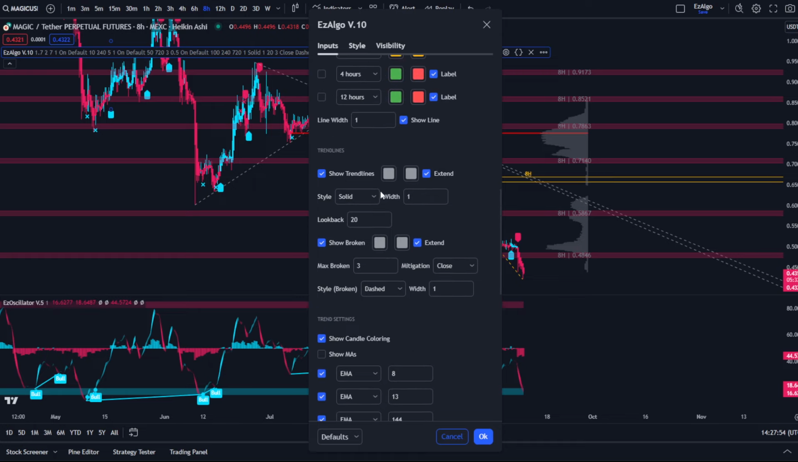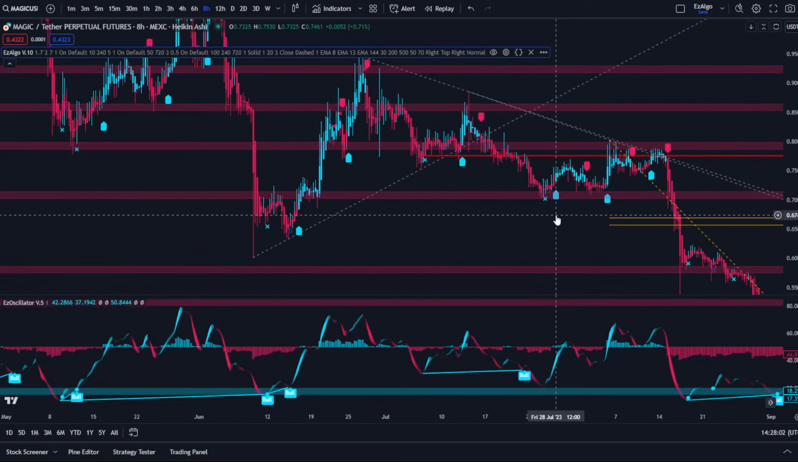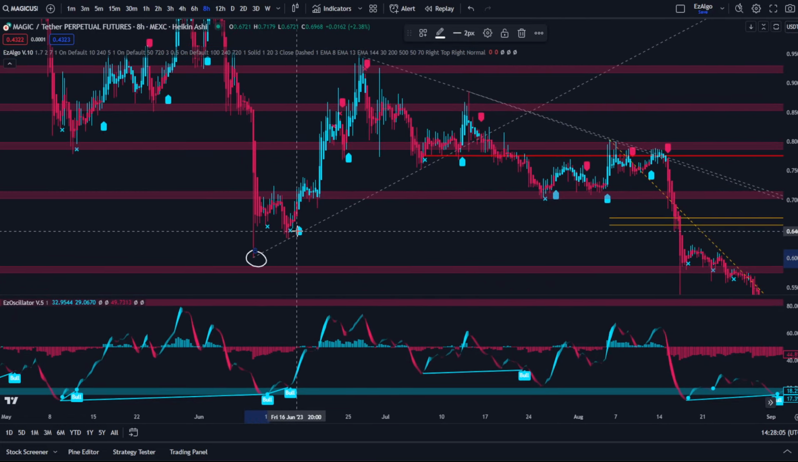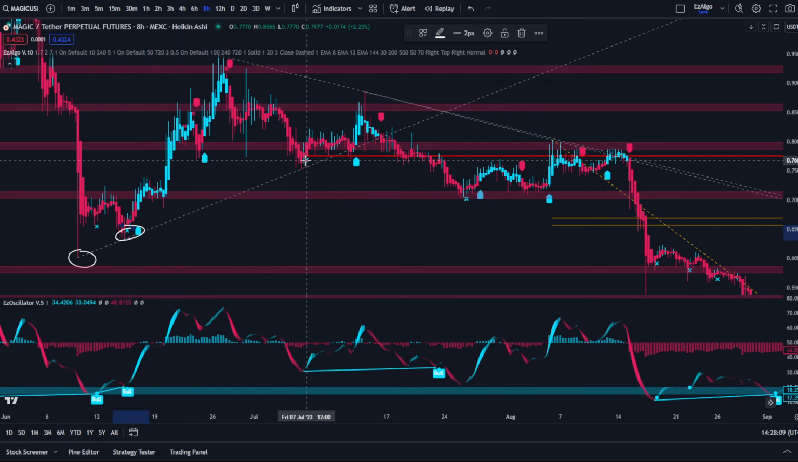All right, next we have the trend lines, which are a new feature implemented in the EzAlgo V10. If you're a trendline trader, these are pretty simple to use. The 1 bounce from the trend line, 2 bounces. At that point, the trend line will be formed, and then you can look for longs on a retest of this trend line.